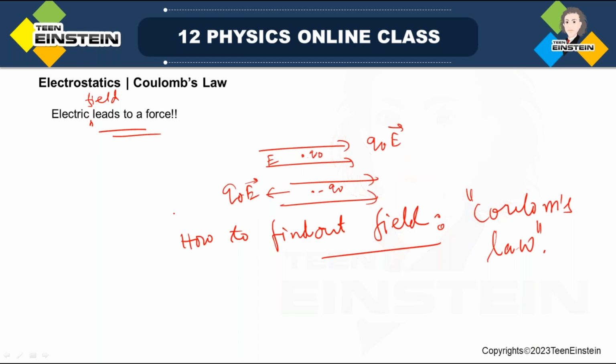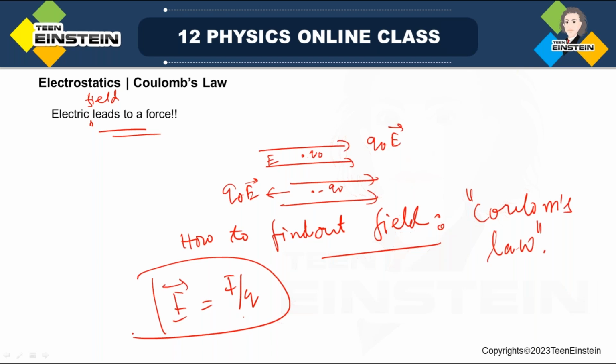Because we have defined that electric field is force per unit charge, right? And what is this force? Force is actually the Coulomb force. And what is the direction of the field then? Along the direction of the Coulomb force itself.